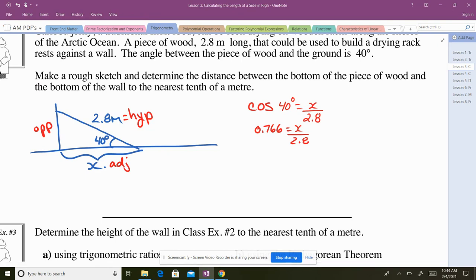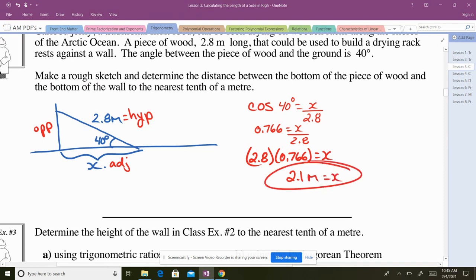What now? Multiply it up. What is it? 2.1? Thank you. I guess this is in meters. So it's 2.1 meters away from the wall.